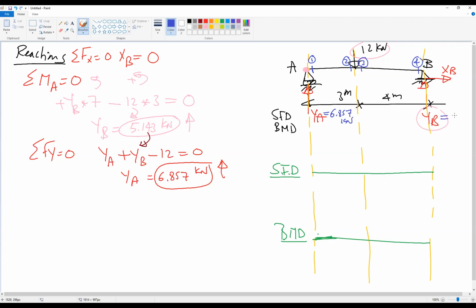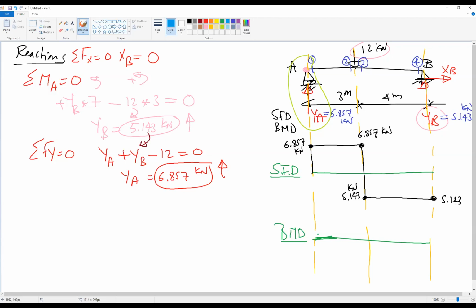What causes shear here? This is 6.857 and this is 5.143. What causes shear at cut 1? The reaction. So here we go upward 6.857 kilonewton. From 1 to 2 we don't have any forces, so it is a straight line. From 2 to 3 we have 12 kilonewton, so this will cause us to go downward up to 5.143. Then from 3 to 4 we don't have any forces, so a straight line up to 5.143. Then after the cut we have the reaction, so we again go to 0. So here we start from 0 and end with 0. Above the datum is positive, below the datum is negative.